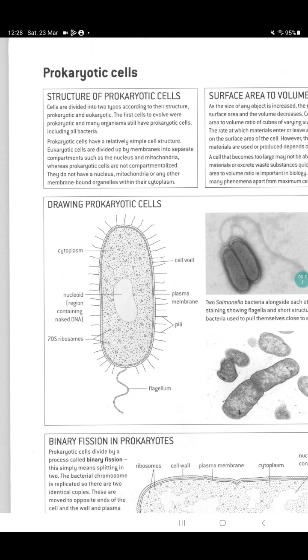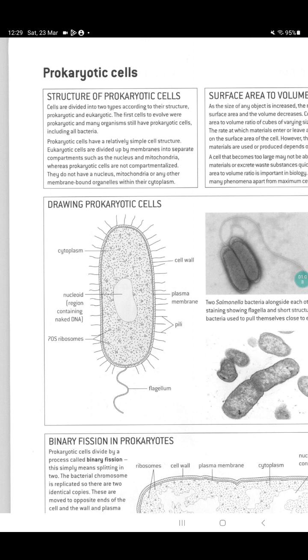The first cells to evolve were prokaryotic, and many organisms still have prokaryotic cells, including all bacteria. When life originated on Earth, we assume the first organisms were prokaryotes. In simpler language, all bacteria belong to the category of prokaryotic organisms or prokaryotic cells. They have a relatively simple structure compared to eukaryotic cells.